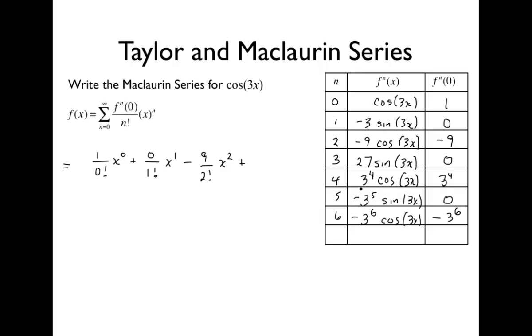Plus, when n equals 3, which is 0, just write down 0, right? Because we know that that's going to be times 0. When n equals 4, it'll be plus, what, 3 to the 4th over 4 factorial x to the 4th. Plus another 0, and then minus 3 to the 6th over 6 factorial x to the 6th.